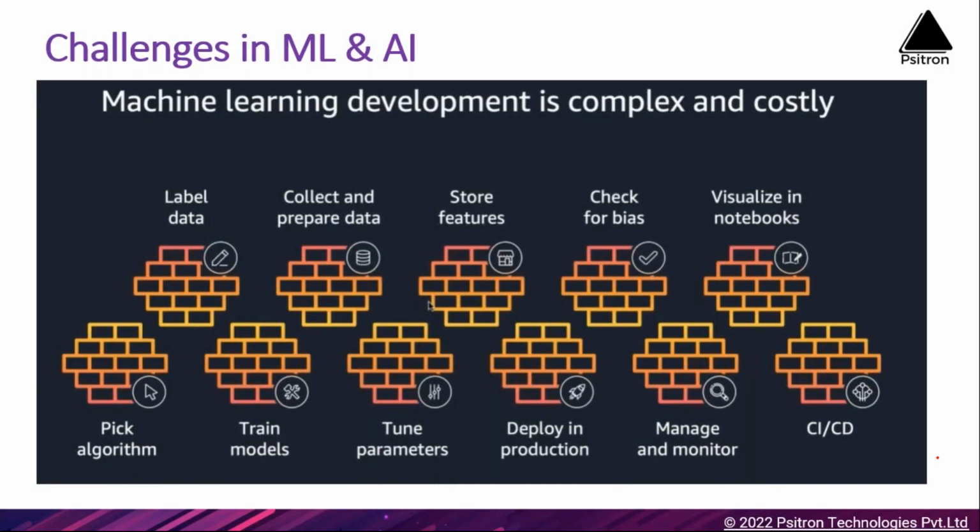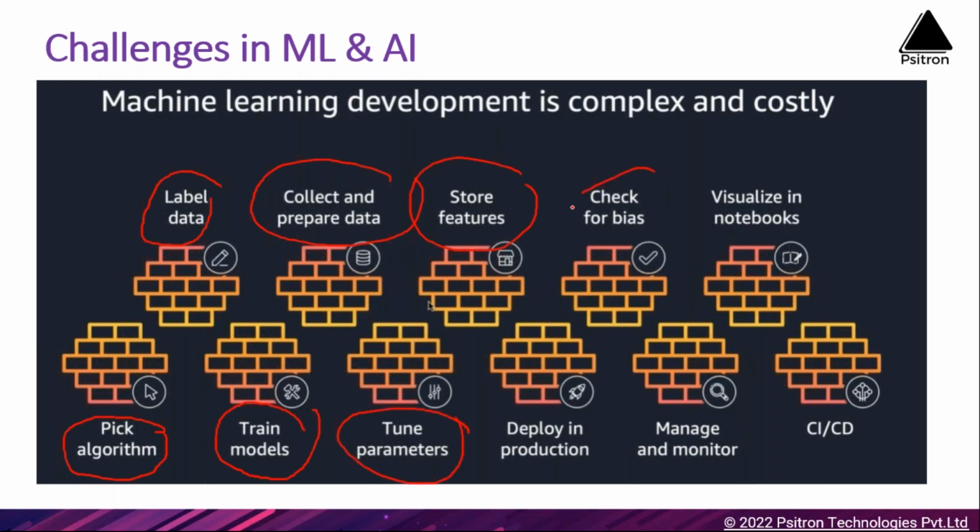What are the challenges that we usually face in building a machine learning model? These are the common challenges that we always face, right? Starting from labeling your data, that's the biggest problem. Then collecting and preparing your data, then picking the right algorithm. Training a machine learning model needs high-intensity CPUs and GPUs, and having a feature store, storing your features, tuning parameters and checking the biases, or maybe you want to deploy it in production.